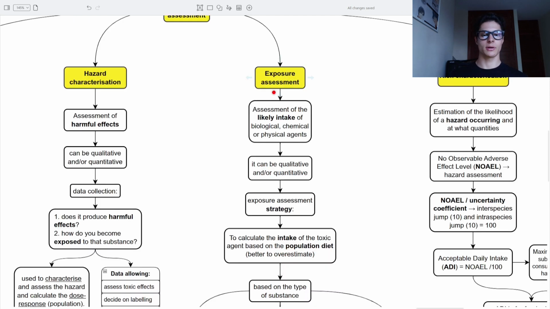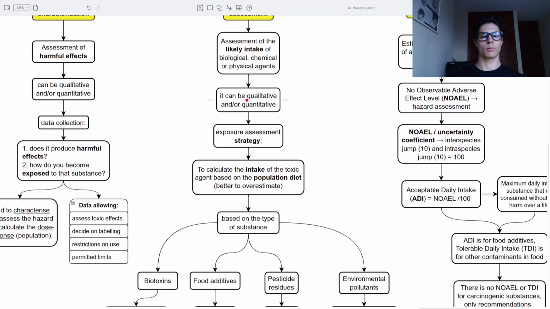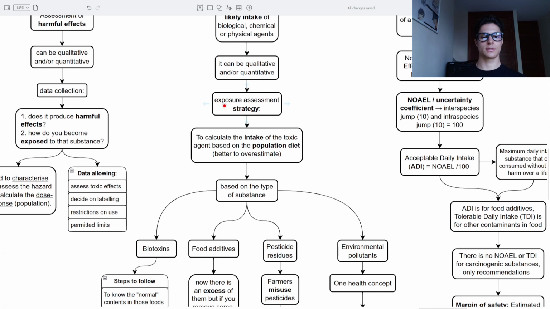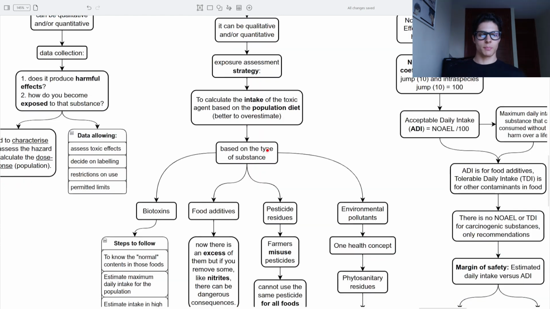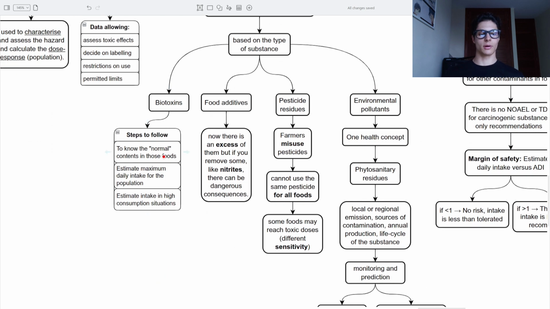And then there is the exposure assessment following this question. Assessment of the likely intake of biological, chemical, and physical agents. It can be quantitative or qualitative, and there is an exposure assessment strategy for this, which is to calculate the toxic agent based on the population diet. And it's always better to overestimate, so to take in account the hypersensitive. Remember the Gauss bell. So based on the type of substance, we have biotoxins. The steps to follow are to know the normal contents in the food, to estimate the maximum daily intake for the population, to estimate the intake in high consumption situations as well.